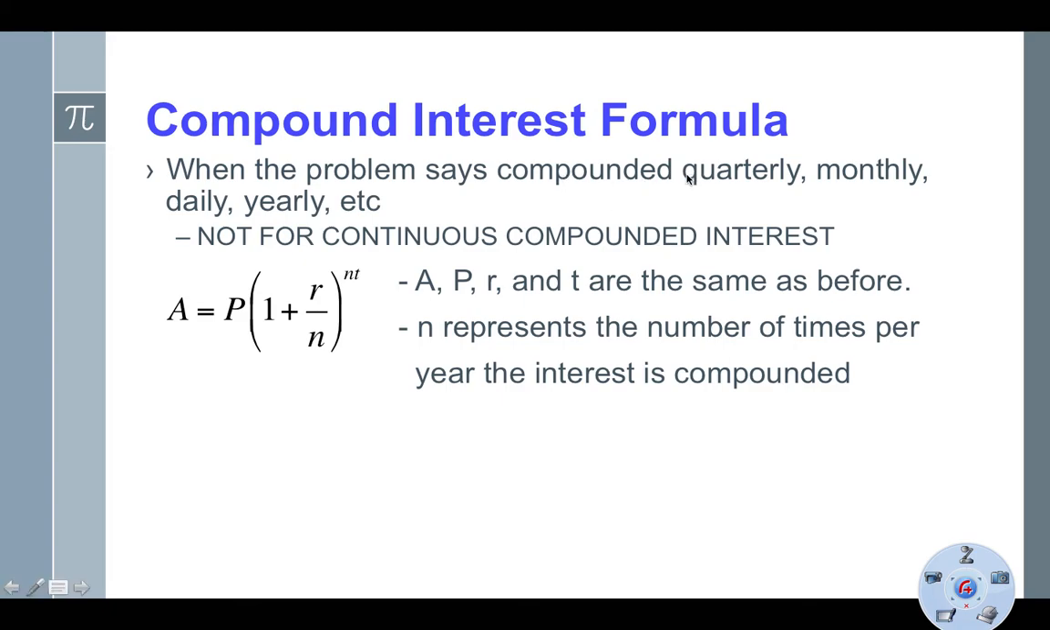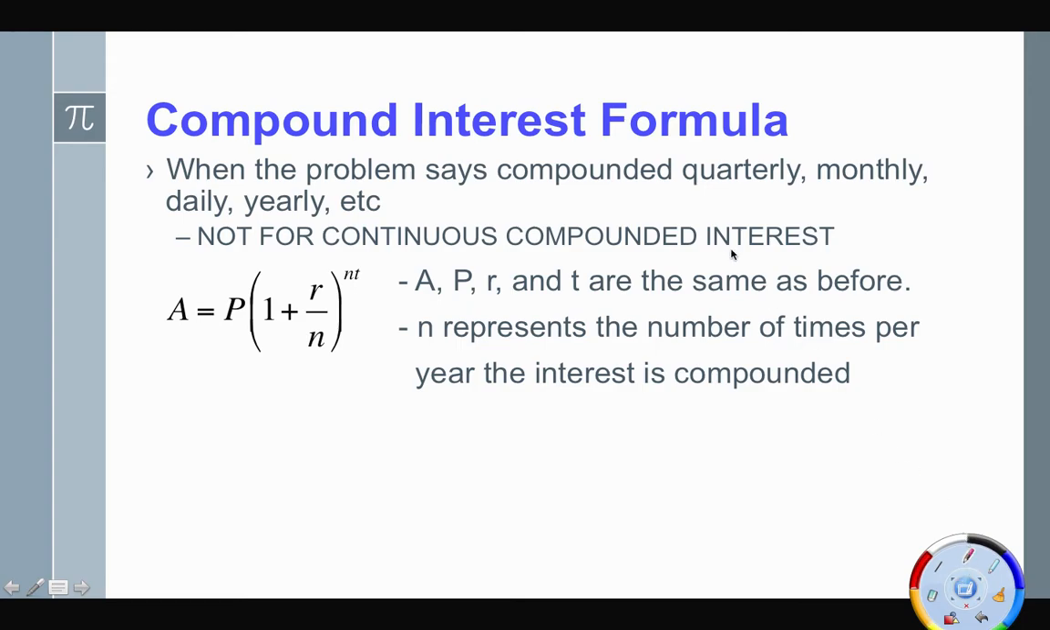So if it says compounded quarterly, that means n would be 4. So I might as well write that in there. We can say that here n equals 4. If it's compounded monthly, n would equal 12. If it's compounded daily, n equals 365. If it's yearly, n equals 1. Now, it's not very fun, but n does equal 1 in this case.